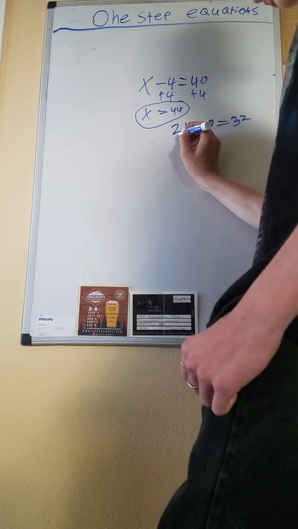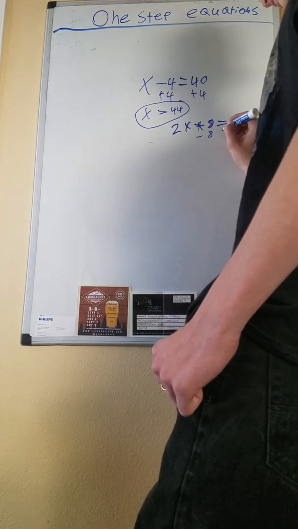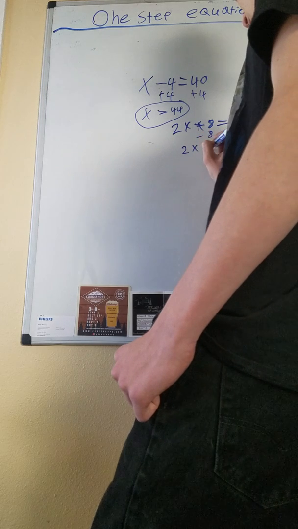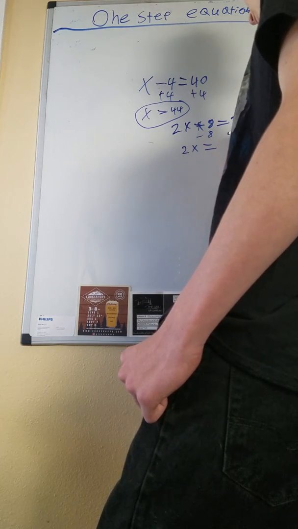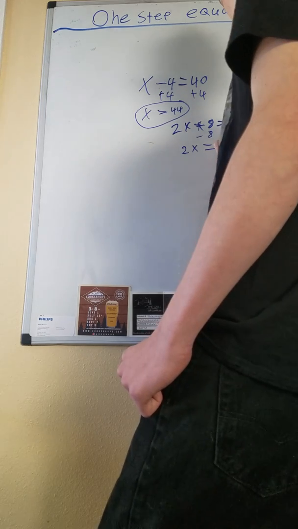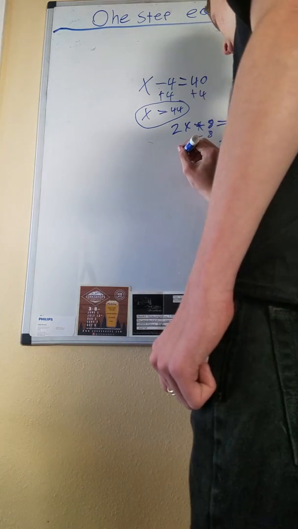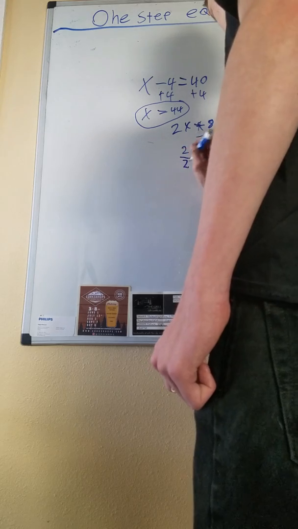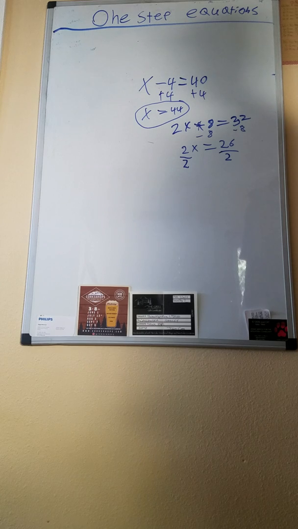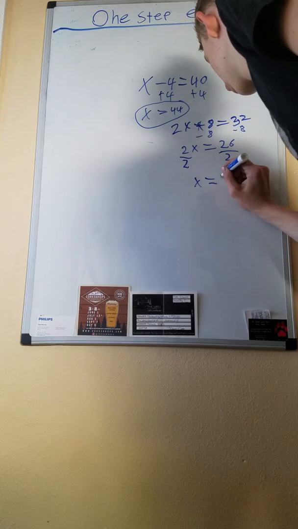And so what you do is you subtract 8 from both sides. Now you have 2x equals 26. So now you have to divide the 2x by 2 and then 26 by 2. So 26 divided by 2 equals 13. That means x equals 13.